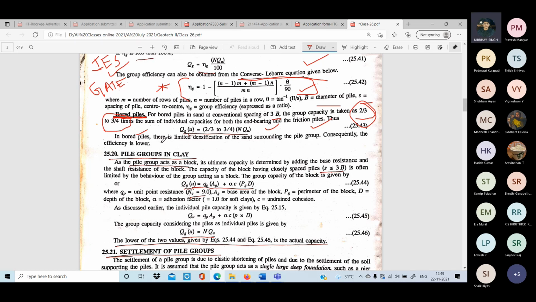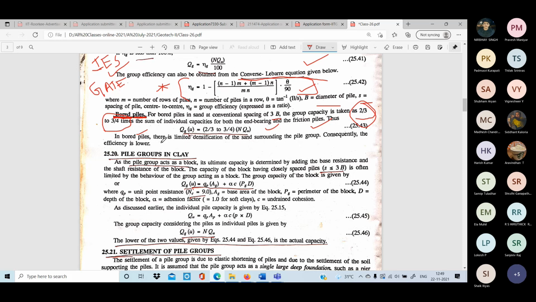So because the distance is too far. Bored pile compared to bored pile. No, I'm not talking about distance. It's the same distance compared to the driven pile. Why do bored piles have lesser efficiency? Listen carefully. Compared to driven pile, why will bored pile have lesser efficiency?